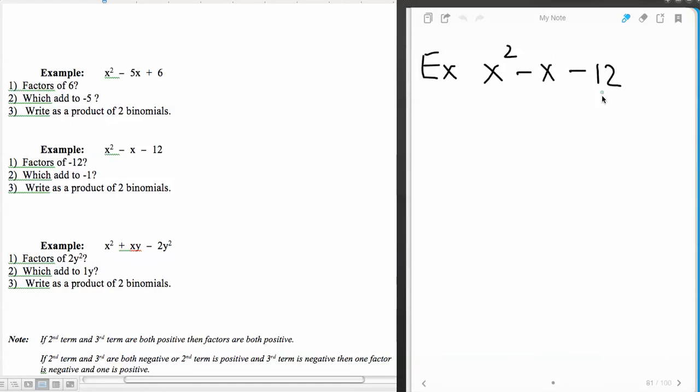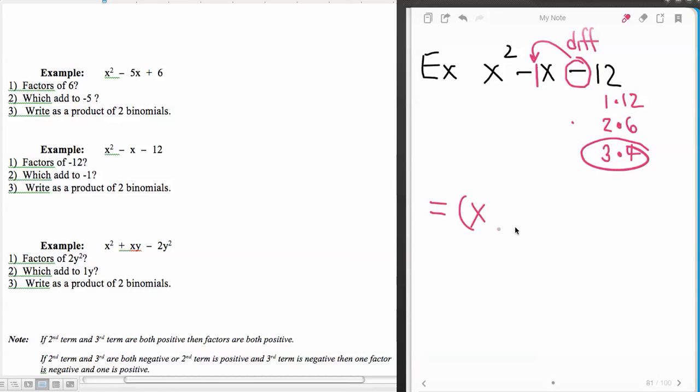Right, now again, we're looking at the factors of 12, so 1 and 12, 2 and 6, and 3 and 4. And again, I'm looking at the sign of the constant. This is telling us that it's a difference, since it's a subtraction. So this is a difference, and I need a difference of the middle term here, which is 1. So 3 and 4 are going to give me a difference of 1.